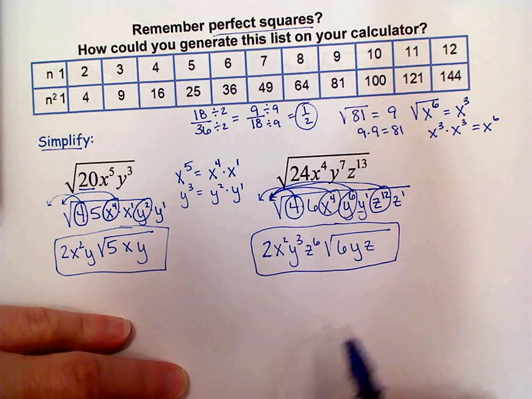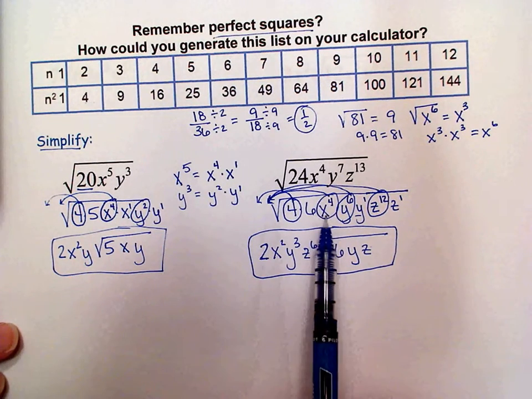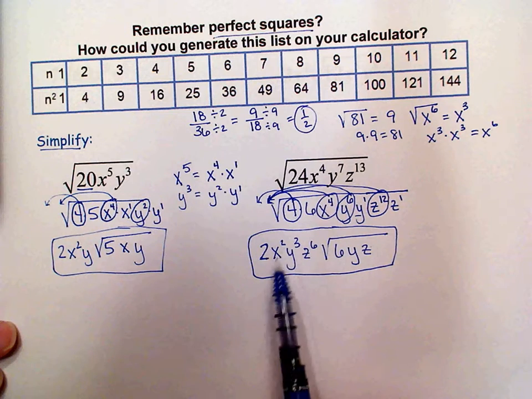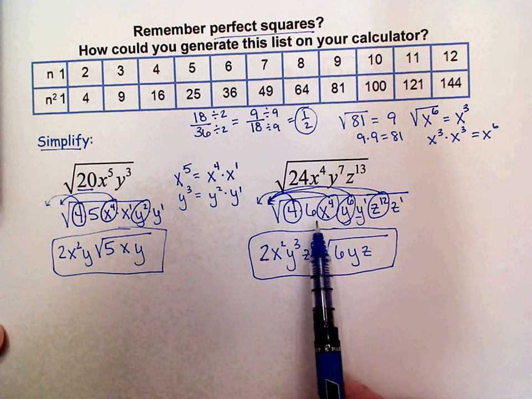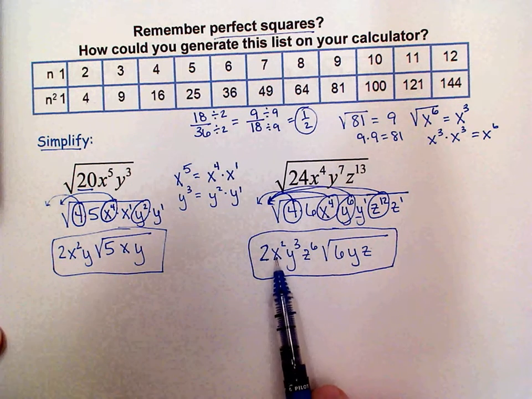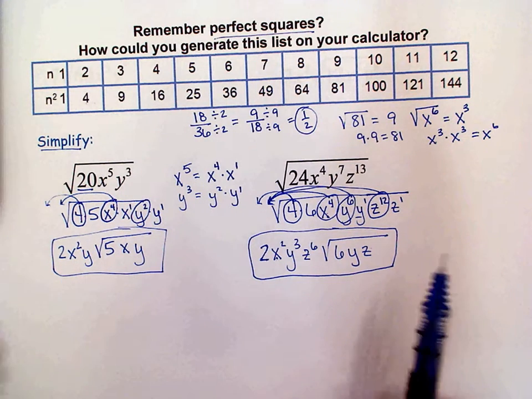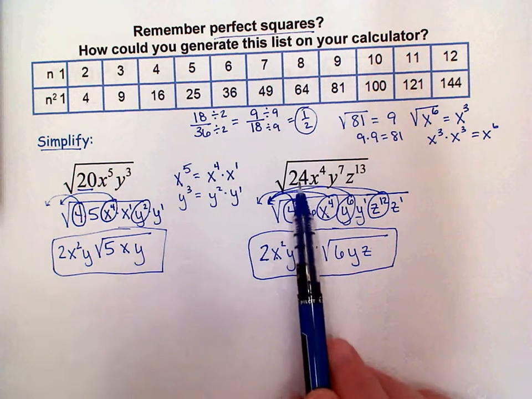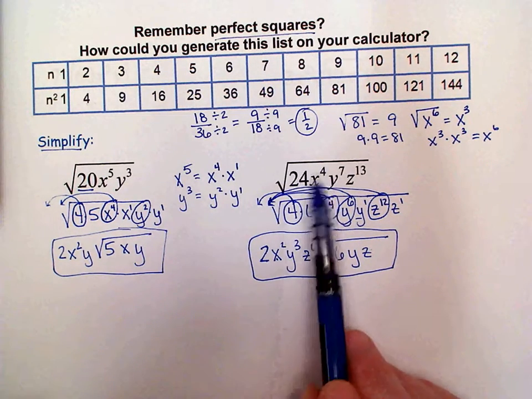One common mistake I see is students bringing these out exactly the same. So bringing that out as an x to the 4th would be wrong. The square root of x to the 4th is not x to the 4th. It's x to the 2nd, because x to the 2nd times itself, x to the 2nd, is x to the 4th. So make sure you're changing those when you bring it out. Remember, even numbers are not perfect squares. Even exponents are. So don't get those two rules confused.